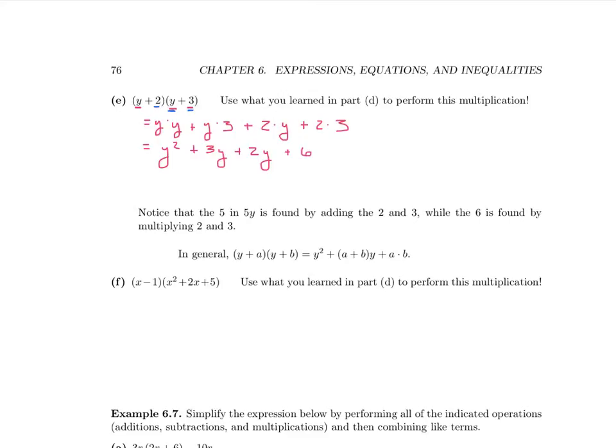Now we ask, is it fully simplified? To answer this question, we have to look to see if there are any like terms that could be combined and simplified. In this particular case, there are two like terms, 3y and 2y. 3y plus 2y gives a total of 5y. So in its simplified form, this expression would be y squared plus 5y plus 6.